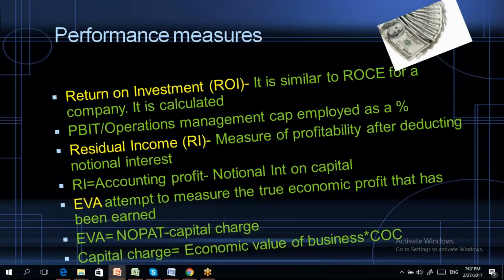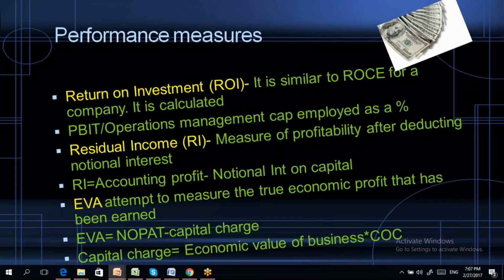When you say NOPAT, that means net operating profit after tax. It is before interest but after tax. That's a bit of a tricky one, because in our P&L what we have is profit before interest and tax, then profit before tax, then profit after tax. We don't have an item called net operating profit after tax. When you say net operating profit after tax, it is before interest but after tax.